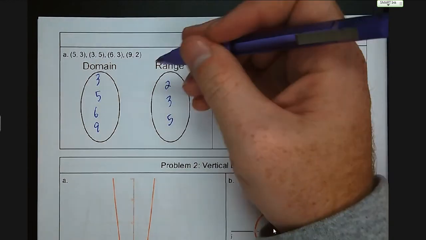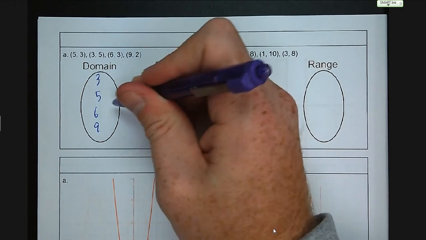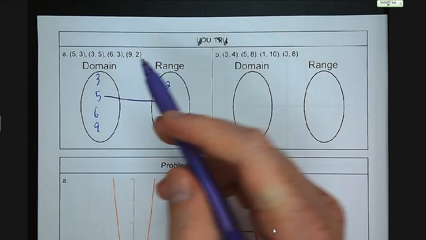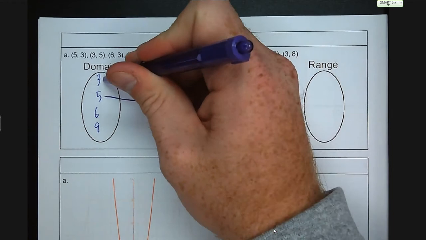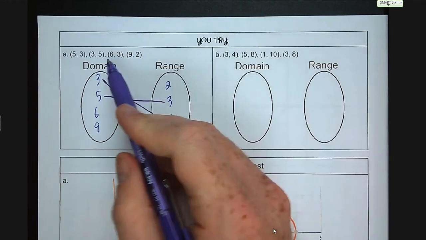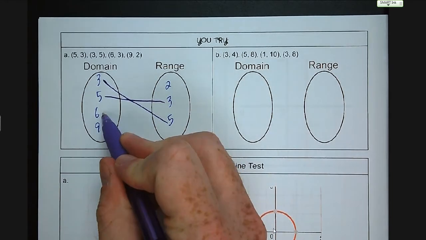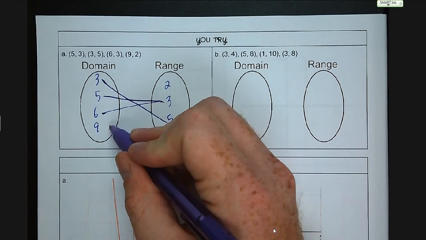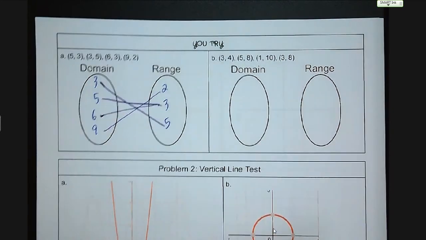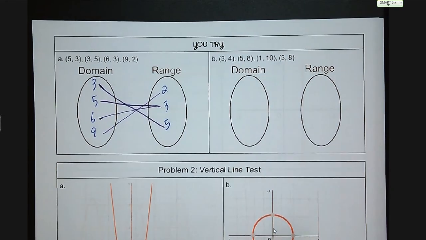So 5 goes to 3, 3 goes to 5, 6 goes to 3, and 9 goes to 2. Is this a function? Yes, it is.